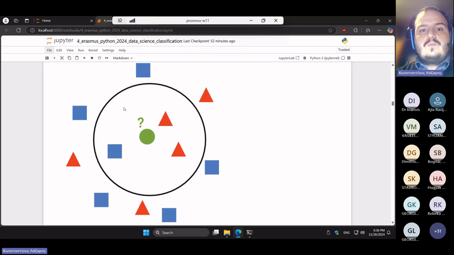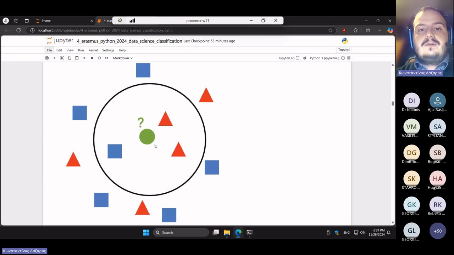So imagine that we have a data set that consists of two different categories. One of the categories is these blue rectangles, and the other is these red triangles right there, right? And what happens is that we have a new data point, which is this green circle right there, which represents a previously unseen sample.